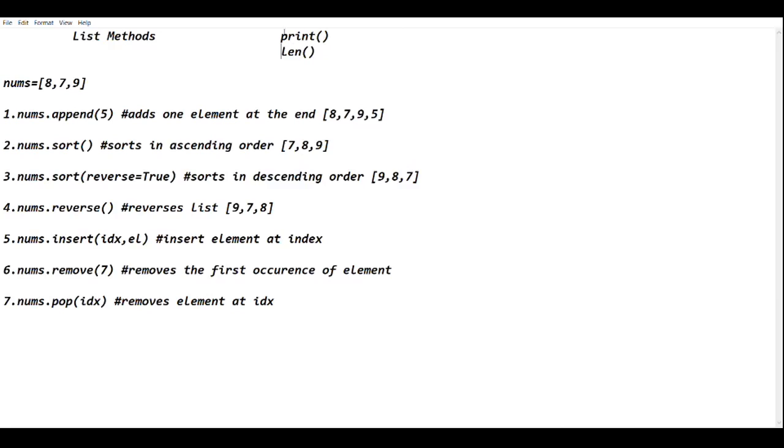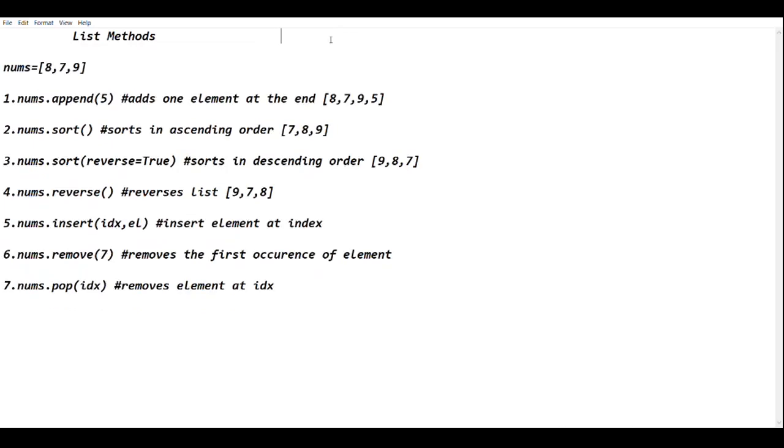But the list methods are the methods which are only used for the list. We cannot use this method for all situations. So this is called the list methods because these methods are only used for the list. Suppose this is my list, nums equal to 8, 7, 9. This is a small list. Three numbers are stored in this list.